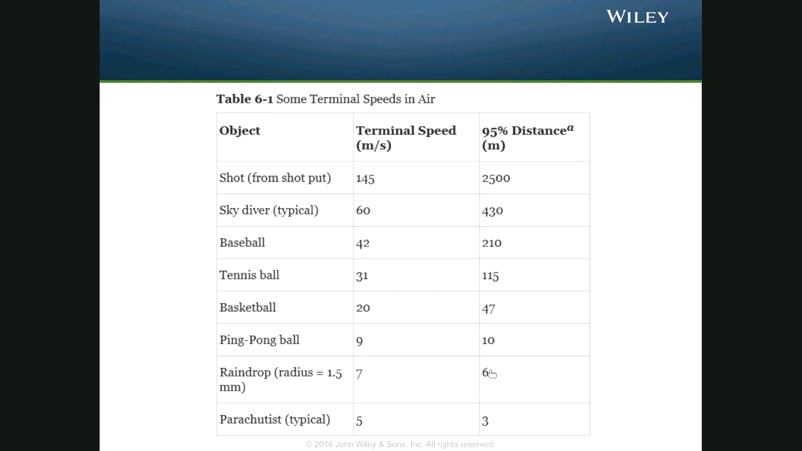So basically in 6 meters, you're going to get to 95% of your terminal velocity. All right, so 6 meters isn't very far. You can look at tennis balls and baseballs. All right, that's pretty high. And a skydiver, typically a person falling, has a terminal velocity of 60 meters per second, and it takes 430 meters to get there.